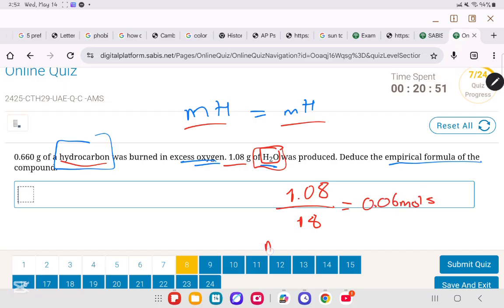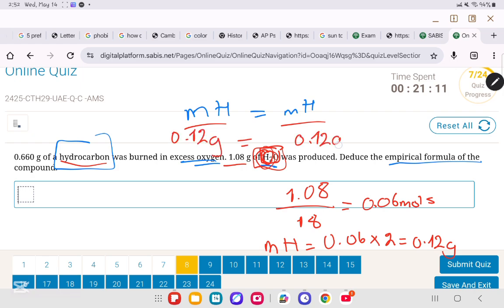Next thing we're going to do is find the mass of hydrogen. We have 2 hydrogens over here, so it's going to be 0.06 times the molar mass, in this case 2, which gives 0.12 grams. Now you have the mass of hydrogen after, which is the same as the mass of hydrogen before.